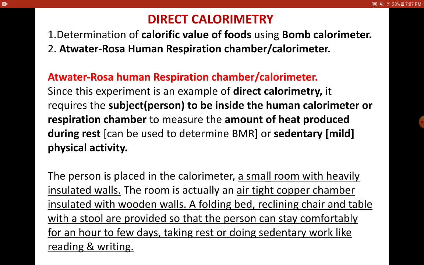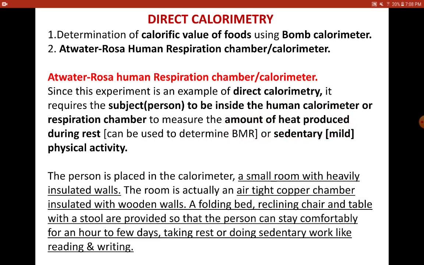He would have a bed, reclining chair, and a table with stool, so that he can stay comfortably for an hour or few days, taking rest or doing any sedentary work like reading or writing. So here, just let me read the following few lines. It requires the subject to be inside the human calorimeter or the chamber to measure the amount of heat that is produced directly. Here remember, the person himself is placed in the chamber, and therefore it is called human respiration chamber, and it is direct calorimetry because the person generates heat, and that heat is recorded directly.